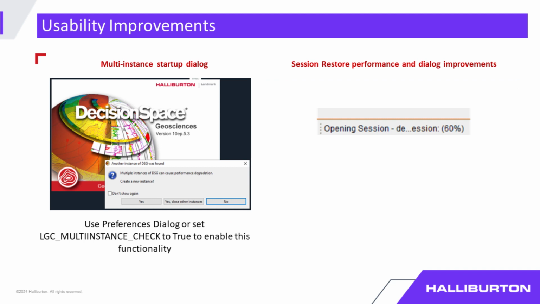In case there is already a Decision Space Geosciences process running in a machine, and a user tries to start a new Decision Space Geosciences instance, a dialog will pop up suggesting various options on how to proceed. These options can help to deal with already running instances or just allow to start a new one, and warn the user about possible performance considerations. The variable must be set to true to enable this functionality. A user can also enable or disable this feature in preferences as well as use Do Not Show Again option.